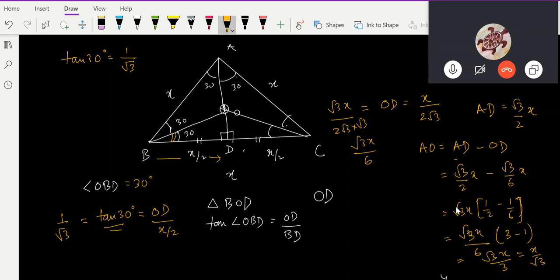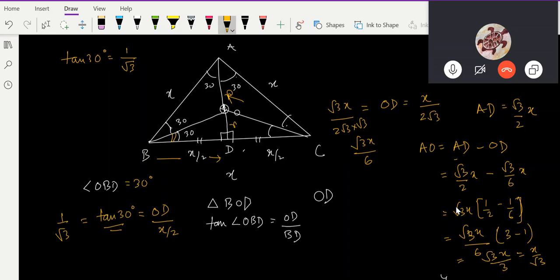So this is how you can find out each of the values of the circumcenter, the incenter, and the median, and the perpendicular from the vertex to the opposite side in case of an equilateral triangle. Correct?